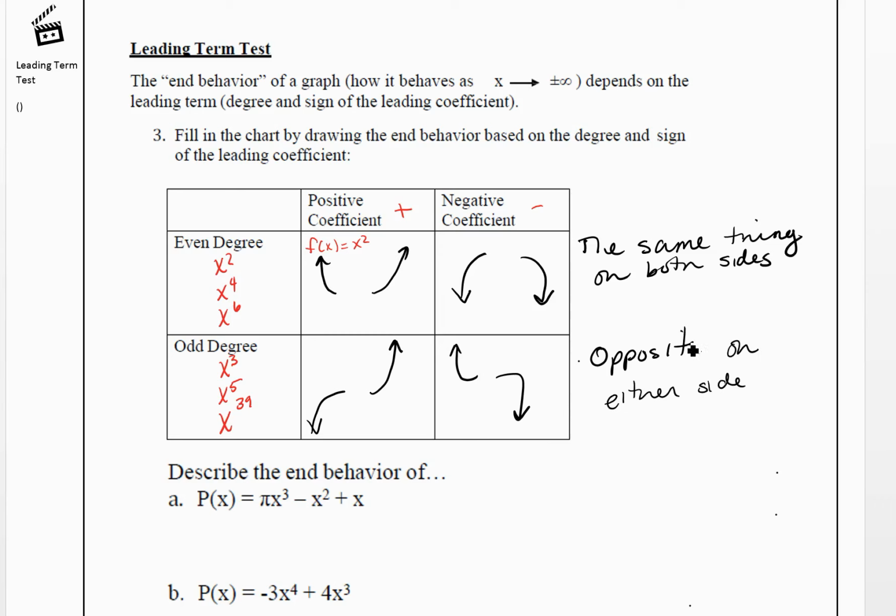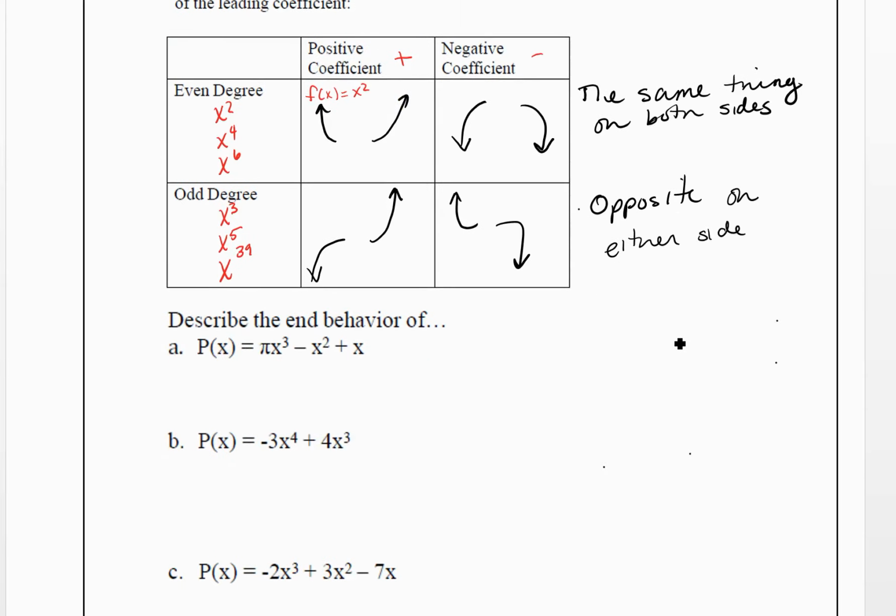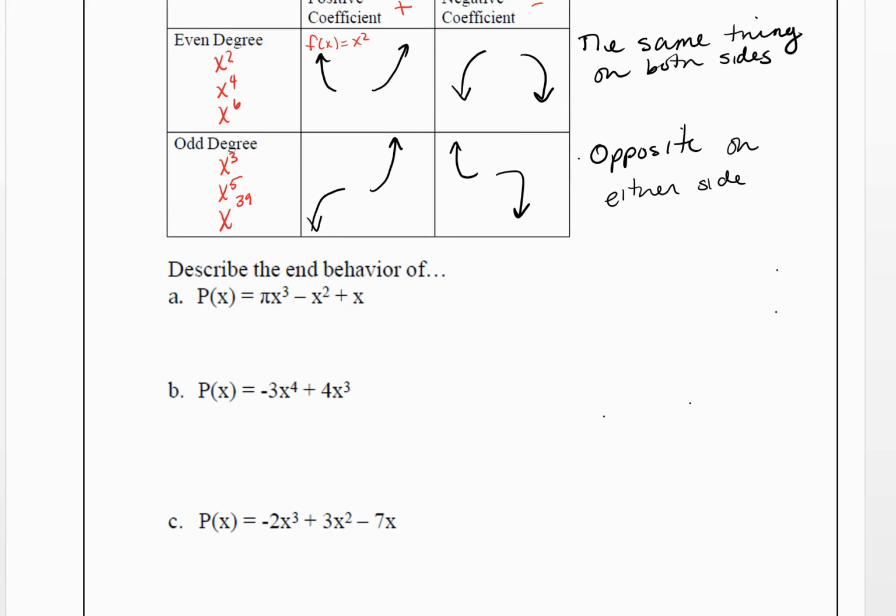Okay, so we're going to look at some polynomials and just make their little diagram. This first one we have p of x equals pi x cubed minus x squared plus x. The only thing we need to look at is this first term. It's odd and the coefficient is pi. Well, pi is a positive number. So it's odd and positive. We would look up at our chart and know that overall it would be going down to the left and up to the right.